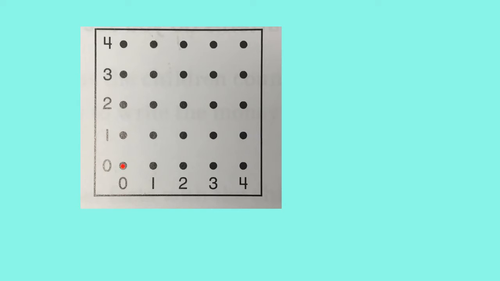This is the starting point on the graph. Mathematicians call this the origin. What do mathematicians call this point? Get ready. Yes, the origin. The address of this point is 0, 0.